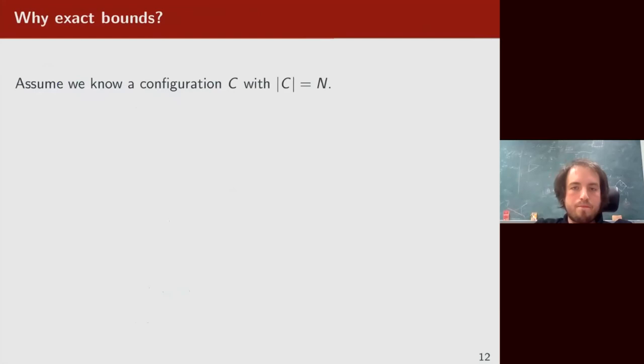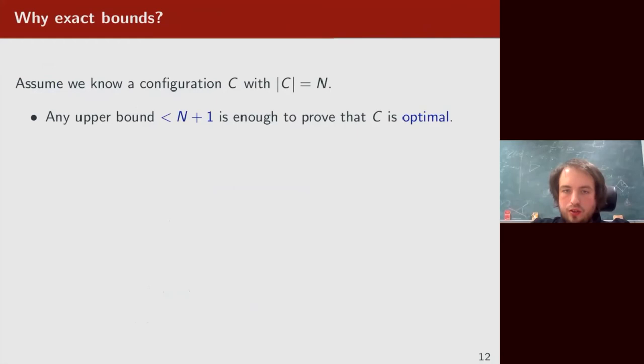And now let's get a bit more into detail and see why we need exact bounds. So now, assume you have a configuration that you know. So for instance, you want to show that this configuration with 183 points in dimension 8 is optimal. Then the only thing you need is an upper bound which would be less than 184. Okay, if you know that this is less, then since you're looking for an integer number, you know that any upper bound lower than n plus 1 will prove that this configuration is optimal.